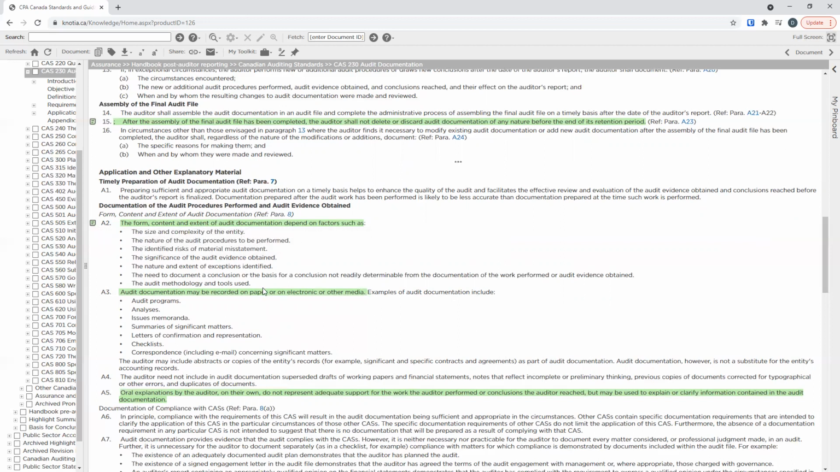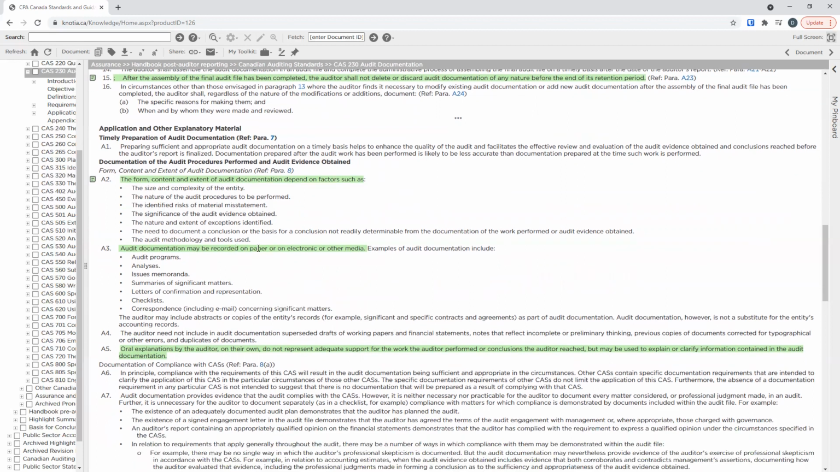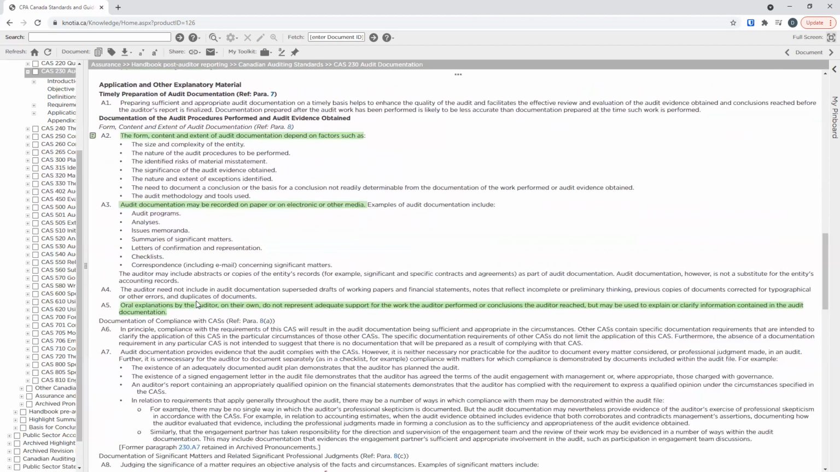What is the size and complexity of that entity? What is the nature of that audit? Are there any significant material misstatements? Then how are you addressing that misstatement? So these factors will impact what you should consider for your documentation. And as we discussed, everything on paper, electronic file, other media should be covered. And the examples they have given are audit programs, your analysis, if you have done some ratio analysis, some trend analysis, some year-on-year analysis, and things like that.